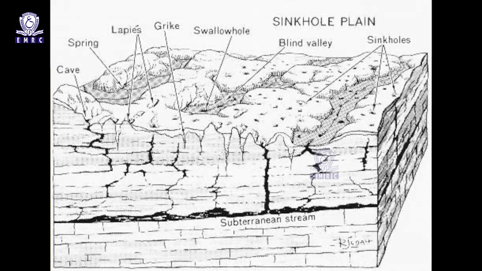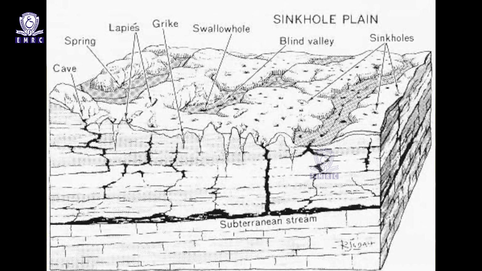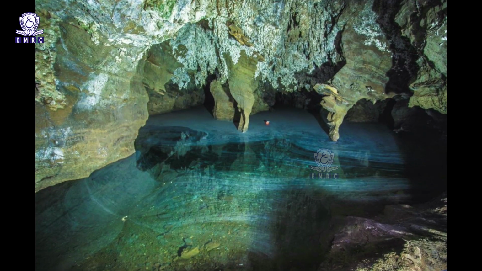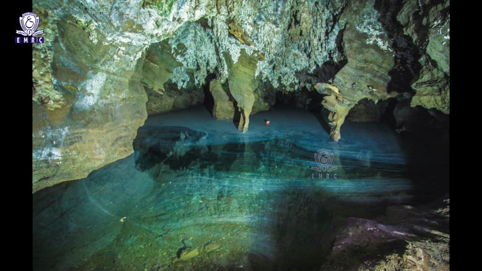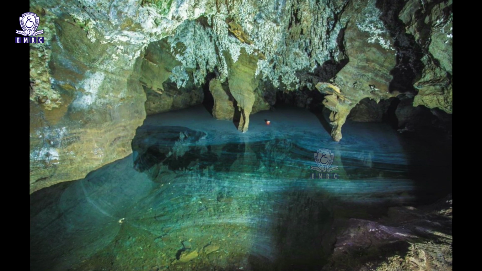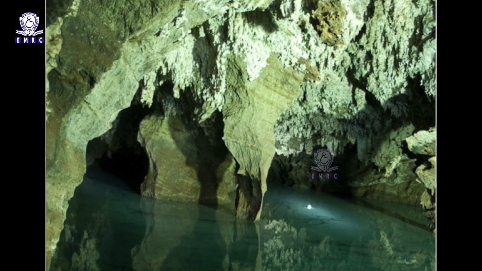Uvalas. Uvalas are the very large tongue-shaped elongated depressions formed on the surface of the limestone region. They are formed due to the coalescence of several smaller dolines. It is a Bosnian term applied to large depression resulting from the collapse of the extensive roof section over the underground water courses. Sometimes compound sinkholes are also called uvalas.